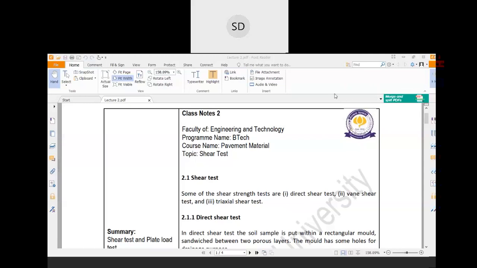Now, in this class, we'll discuss some of the very important tests to characterize the soil particles. What are these tests? If you categorize them, there are different types of tests. First is the shear test, and then there are tests for the basic properties of the soil, the index properties of the soil. I think the index properties were already discussed in your lab classes, so it would be very easy for you to go through them.